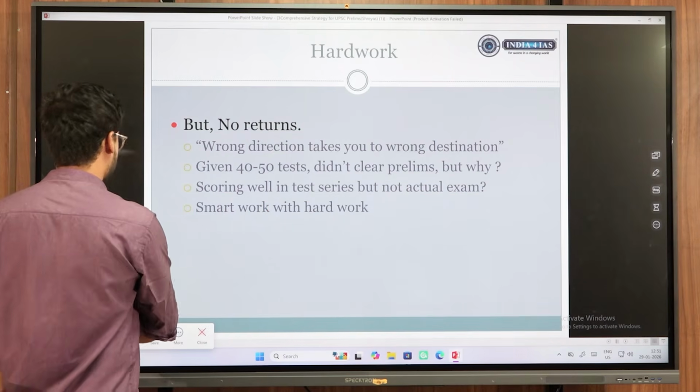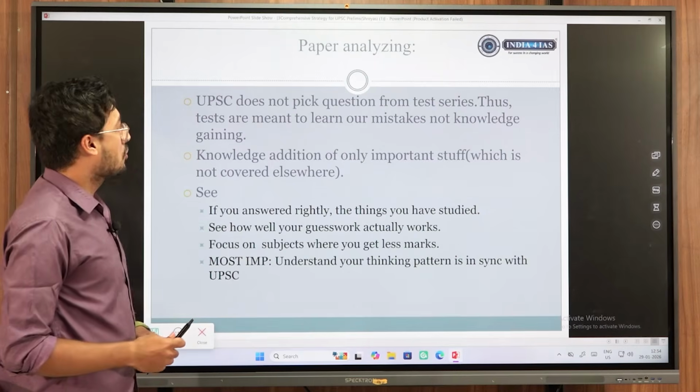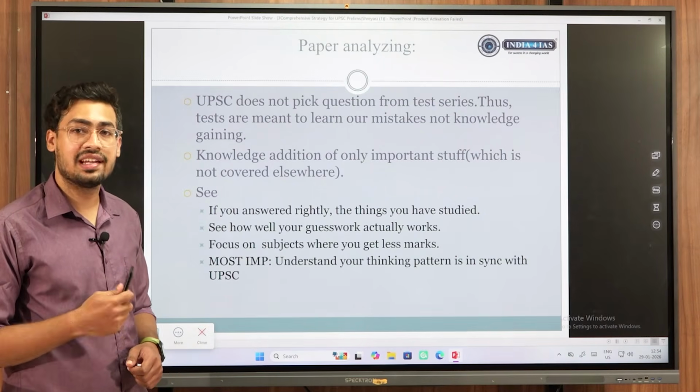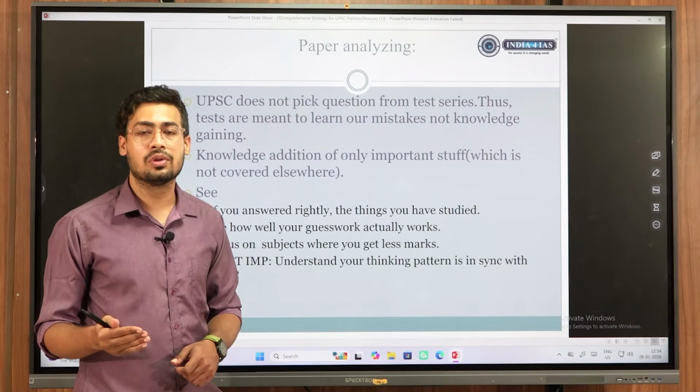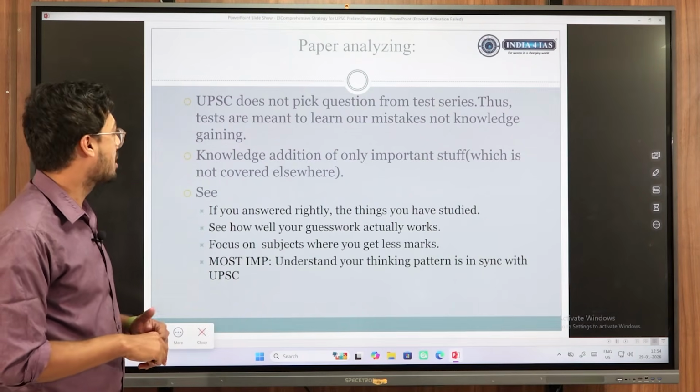Similarly, moving ahead, another question which aspirants face. After giving a mock test, sir, we analyze the paper, but how many hours do we spend? To what extent do we analyze? So, let us try to address those things now.